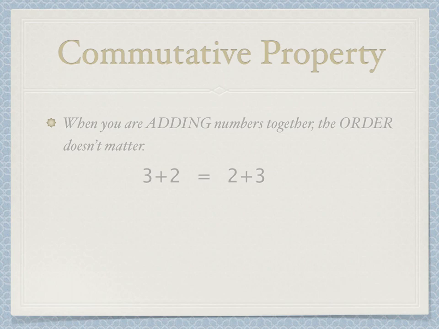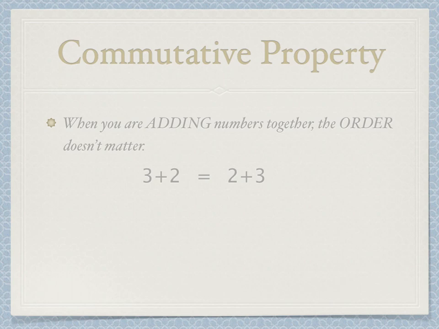The first property we're going to look at is the commutative property. This property says when you're adding numbers together, the order that you add them in doesn't matter. You know this property intuitively because you know that when you add together 3 plus 2 and 2 plus 3, you get the same answer. When we're adding, because this is a property of addition, the order doesn't matter.